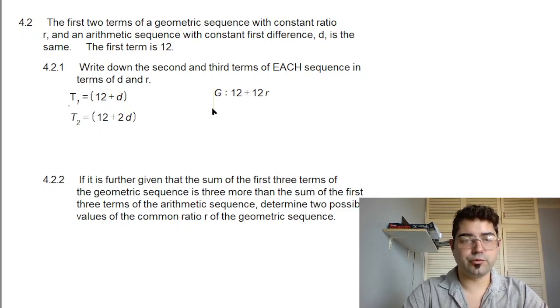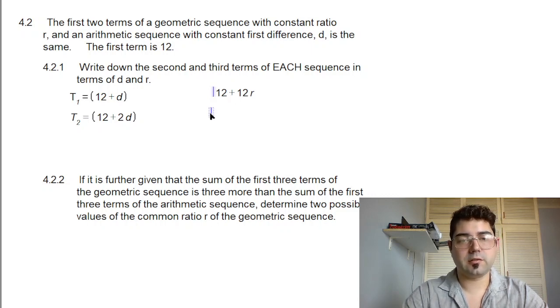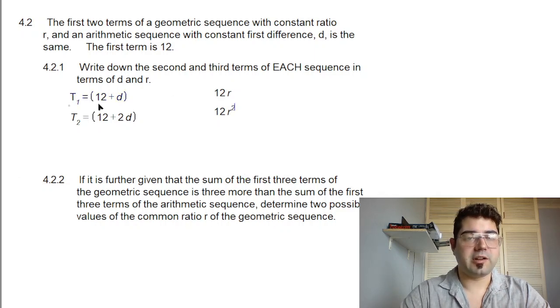So this was only 2 marks, and I'm guessing you get 1 mark for each of these, 1 mark for both of the terms in the arithmetic series, and 1 mark for both of the terms in the geometric series. But you can check the memo if you want to know that. So yeah, this is your arithmetic sequence over here, this is your geometric sequence.